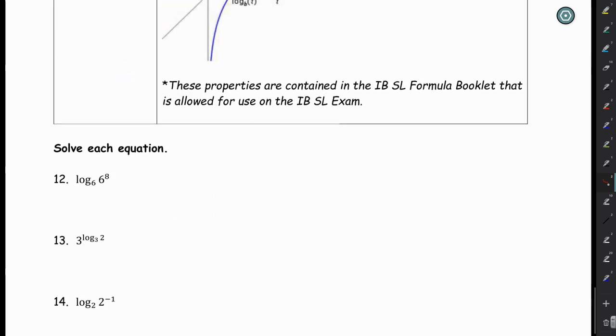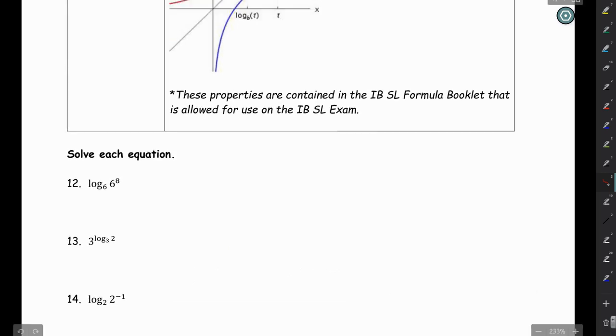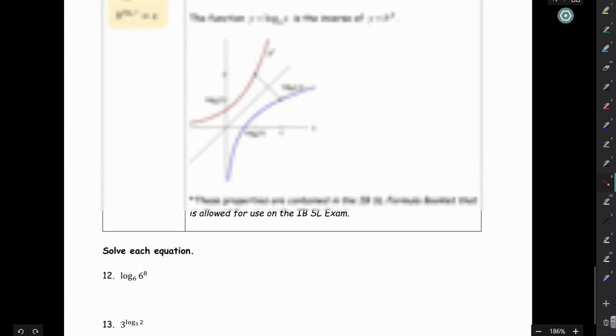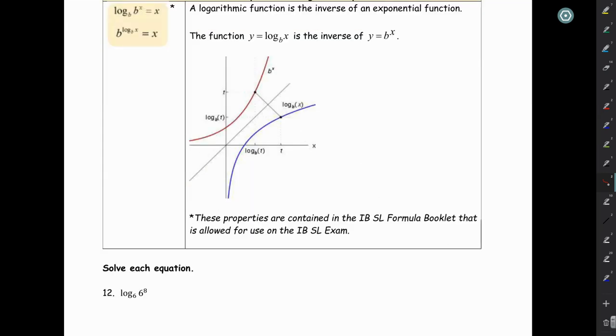So if we use the properties, if we look at number 12, log base 6 of 6 equals 8. Now, like I said previously, log base 10 of 10 is 1. Log base 15 of 15 is 1. Log base 6 of 6 is 1, so this part here is 1. And I can leapfrog that 8 out front, so I'm using this property right here. So this one is just equal to 8. The beauty of knowing these properties is there is no work. You look at it and you know the solution.